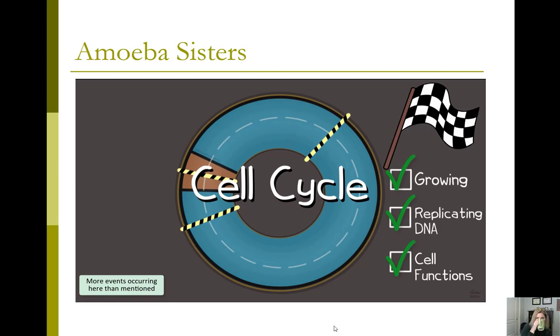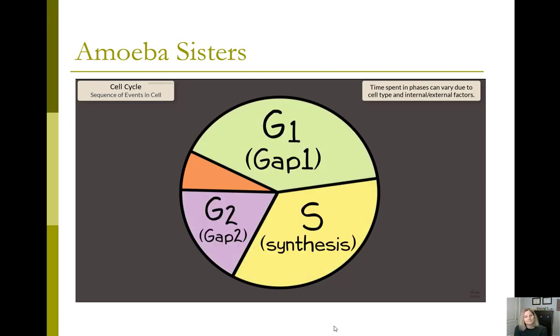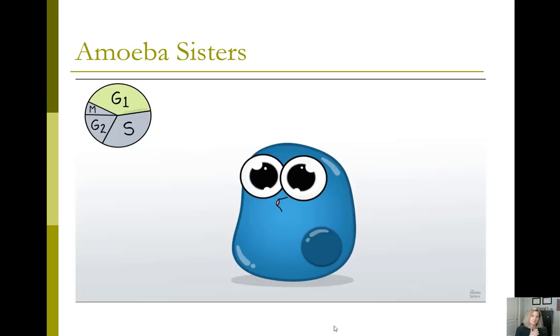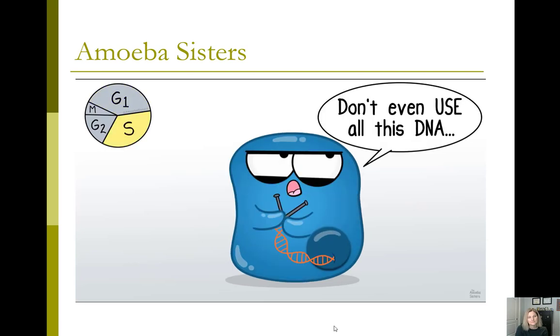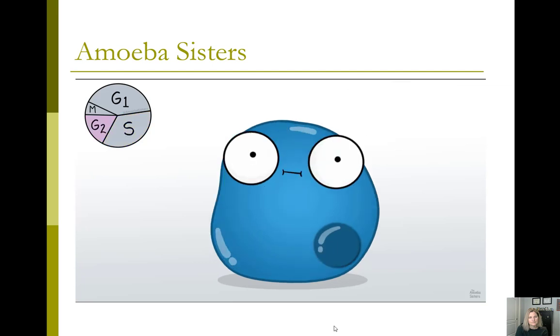To better understand those checkpoints, let's further divide this cell cycle pie chart. We have G1, S, G2. All three of those are part of interphase. Then we have M phase, where mitosis will happen. During G1, the cell individually itself grows. Then it replicates its DNA in S phase. You can remember that because the S is for synthesis, which means to make something, and it's making DNA. Then G2, the cell grows some more in preparation for mitosis.